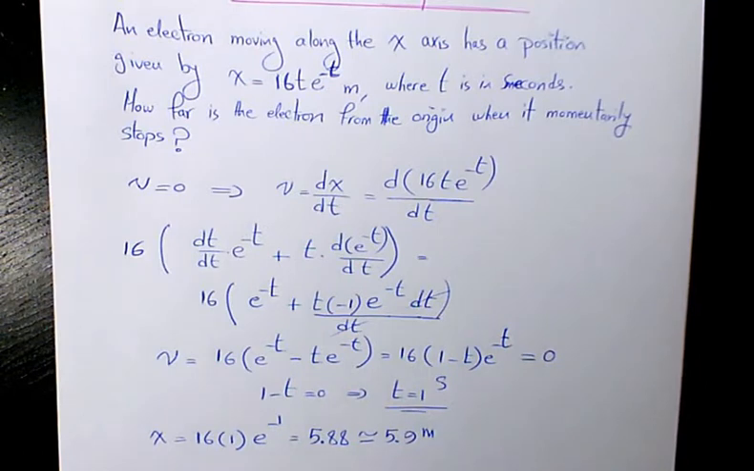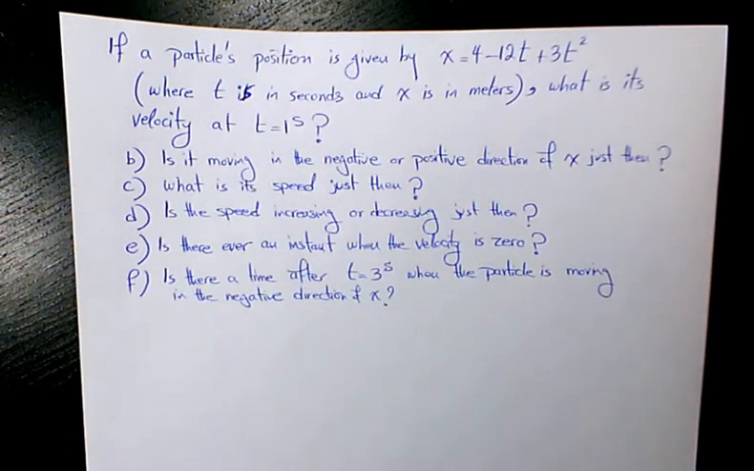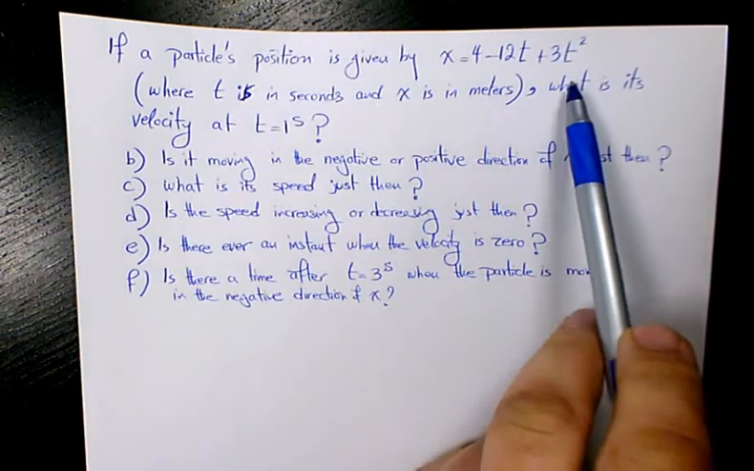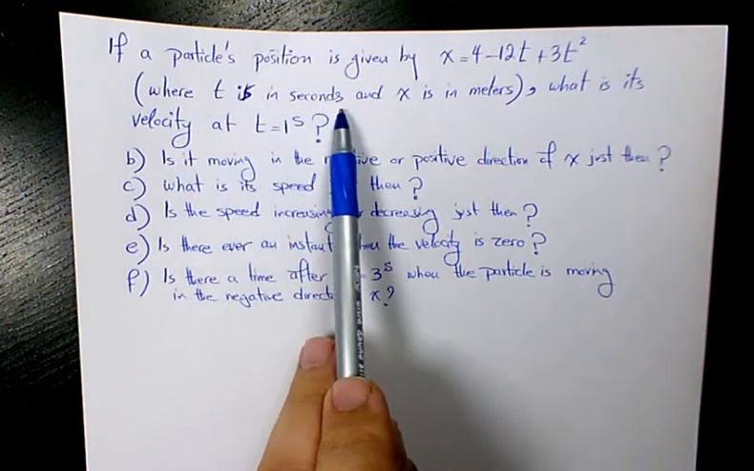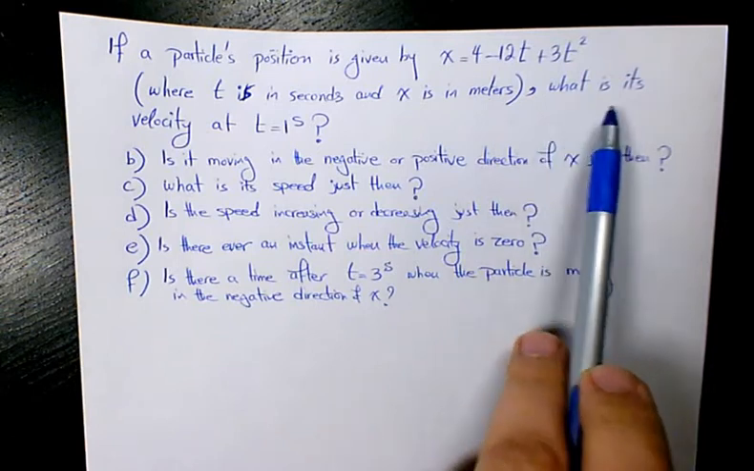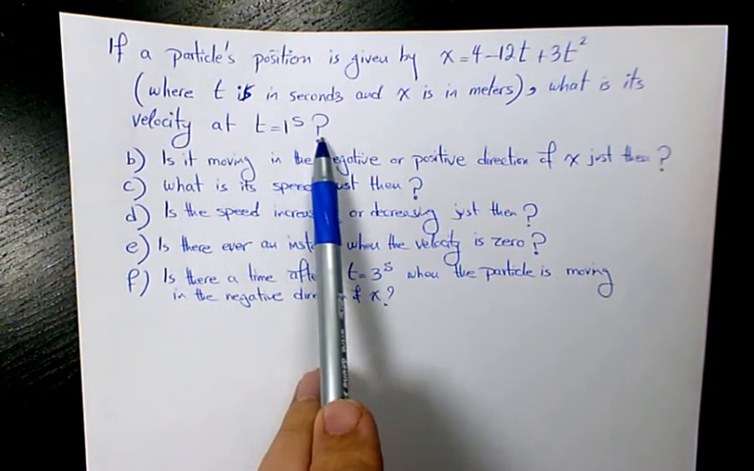That's the final answer. In this example, we have: if a particle's position is given by x = 4 minus 12t plus 3t squared, where t is in seconds and x in meters, what is its velocity at time t = 1 second?